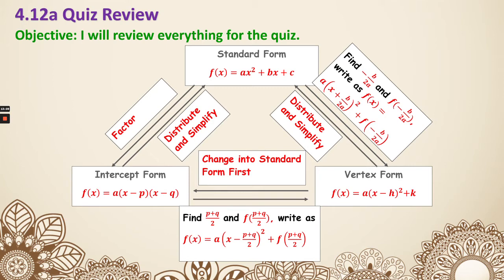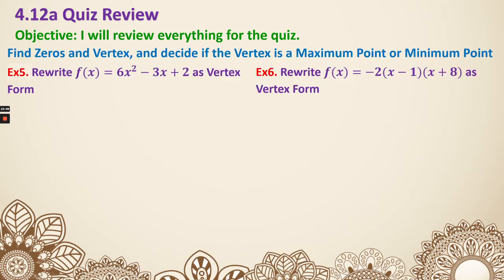And if we want to do intercept form to vertex form, we're going to find that p plus q all over 2 and then plug it in. And we have the function right there. As for vertex form to intercept form, well, we're going to need to change into standard form first, and then we're going to factor. Now let's have a look at a couple examples.